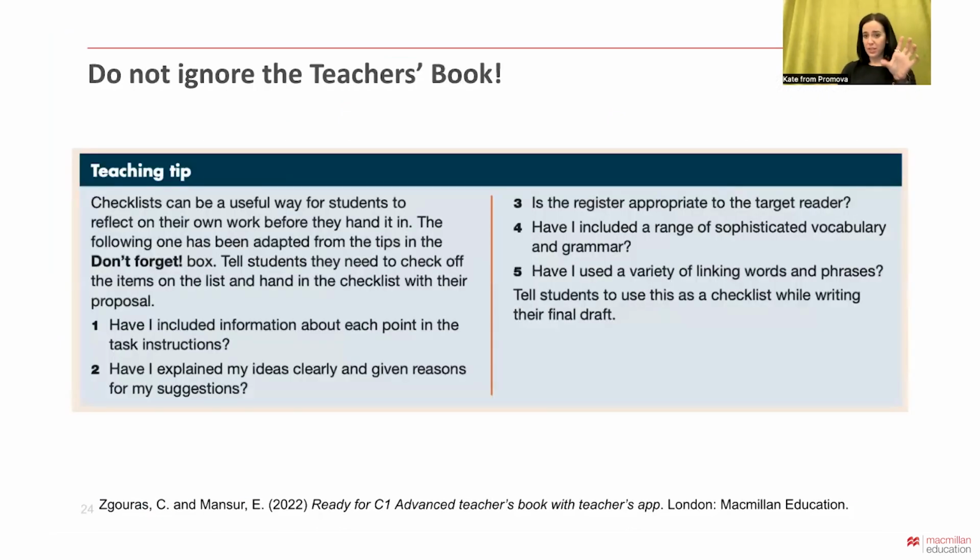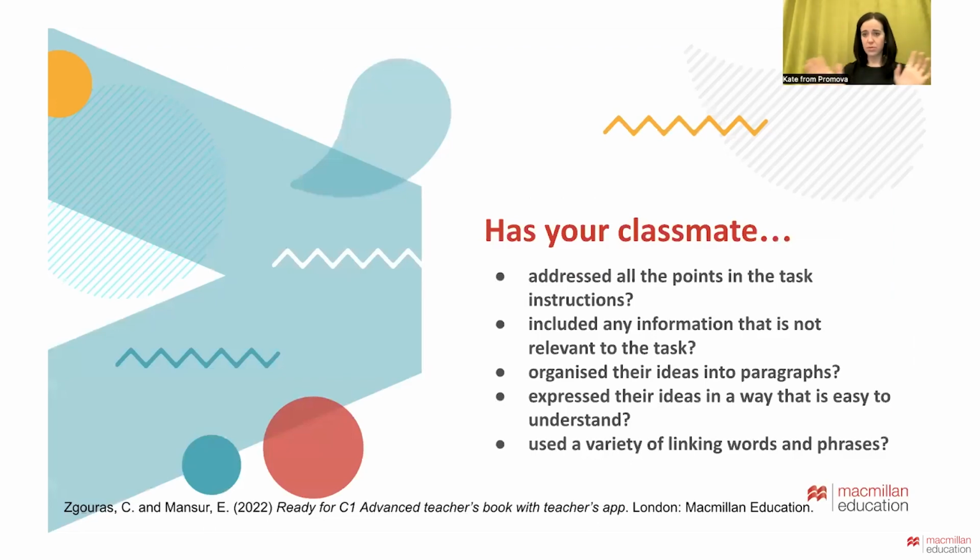In the example from the teacher's book, we're looking at a self-assessment checklist which says, have I done this? And if we want to use it for peer assessment, we would reformulate it into, has your classmate addressed all the points, included any information, and so on and so on.